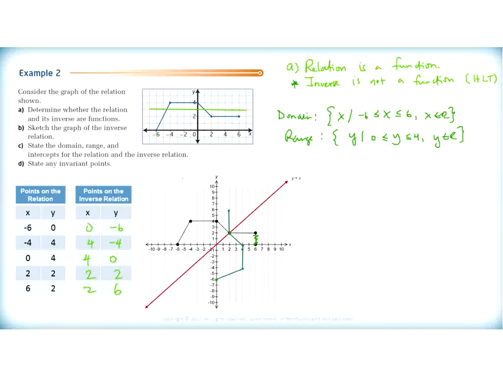Now let's look at the domain and range of the new inverse function. The domain of the inverse is between 0 and 4. I can find points on the inverse graph between 0 and 4. And the range of the graph is between -6 and +6.